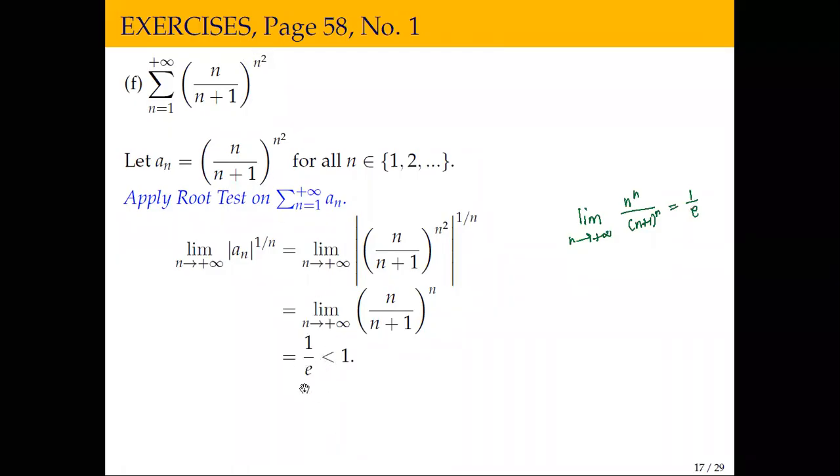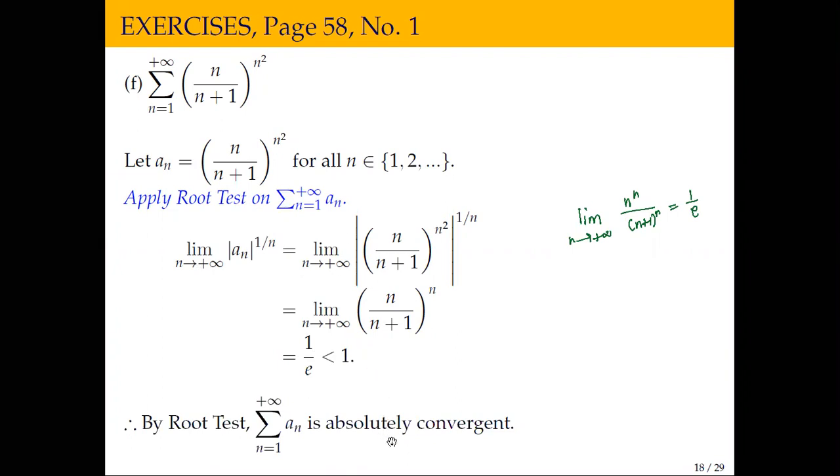Since e is approximately 2.71, it is greater than 1. So you have 1 over some positive number that is greater than 1. So the whole thing is less than 1. So we have shown that this limit is less than 1. So by the root test, we say that this infinite series is absolutely convergent. And this is our final answer for letter F.